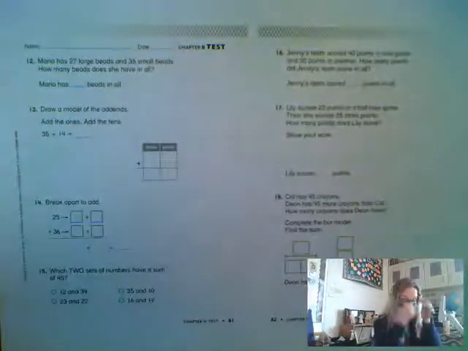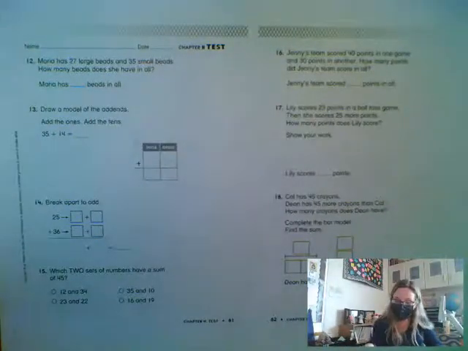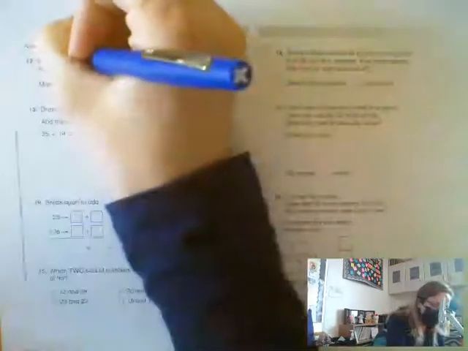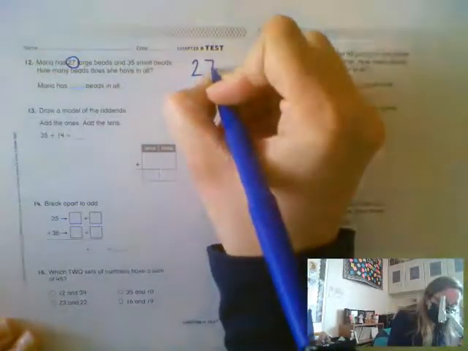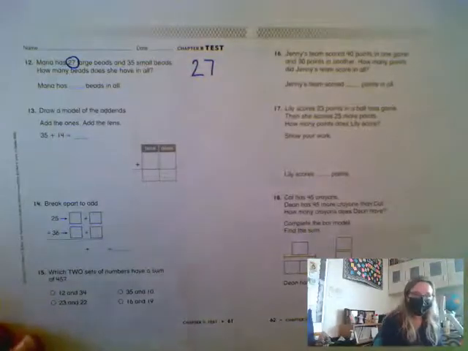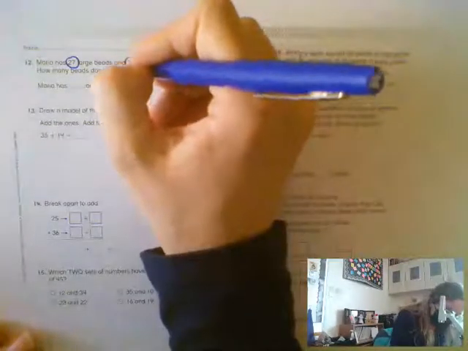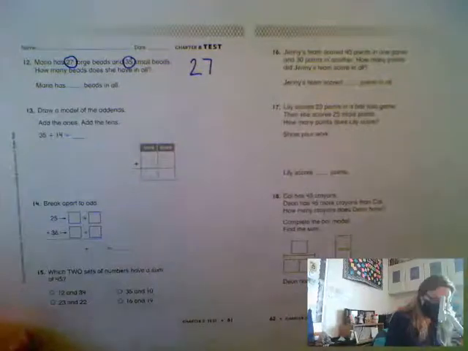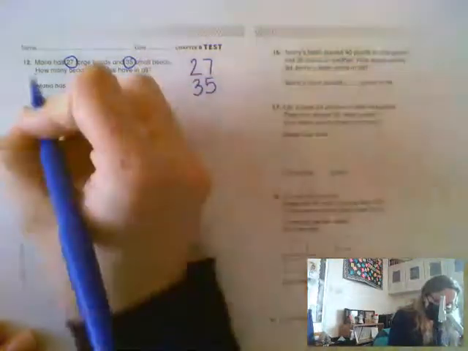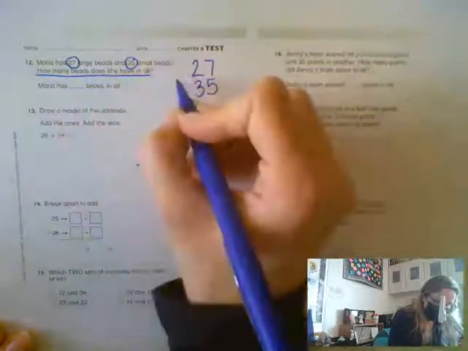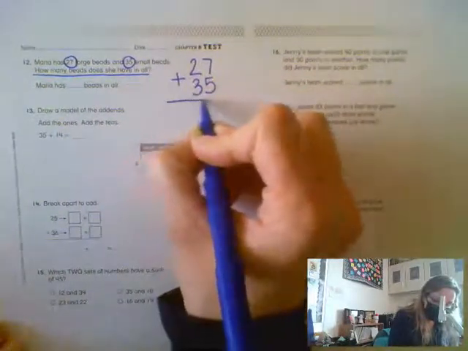Okay, so we are now on the top of the back side of the paper. We're looking at number 12, which is a word problem. It says Maria has 27 large beads. I'm going to circle that and write down 27. And she has 35 small beads. I'm going to circle 35. And then I'm going to write down 35. It says how many beads does she have in all? So in all means I'm adding.